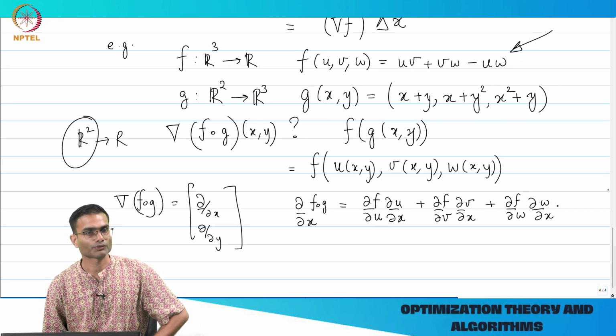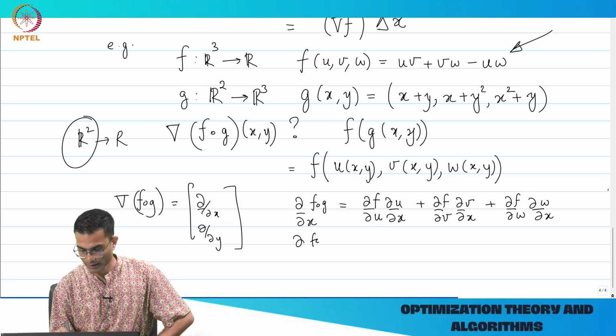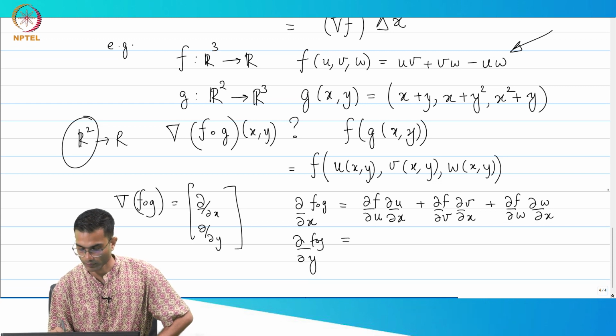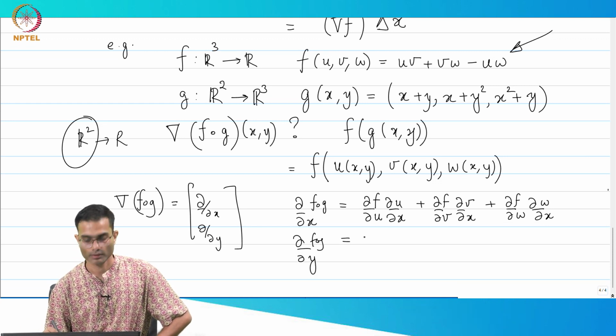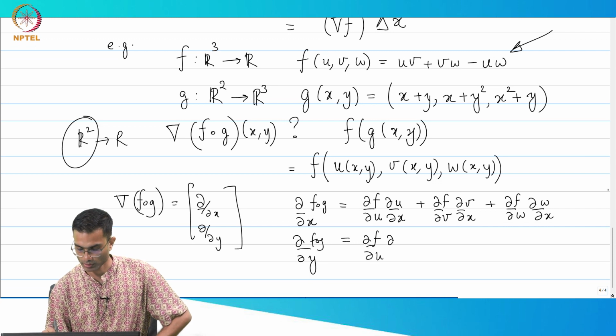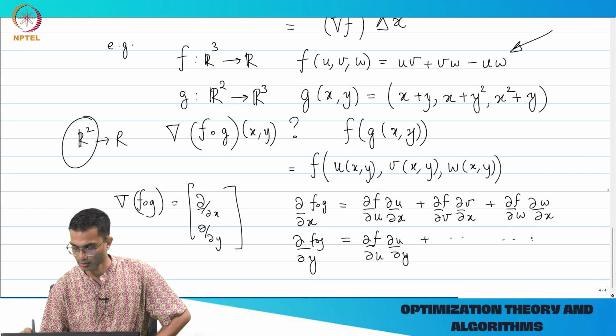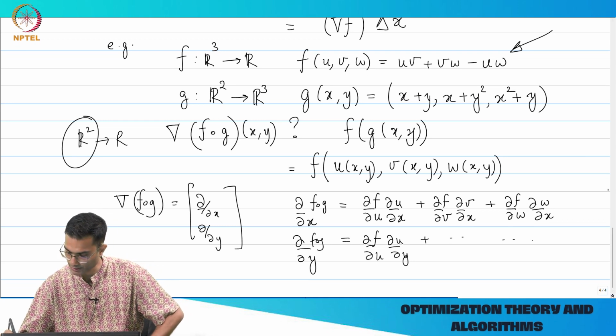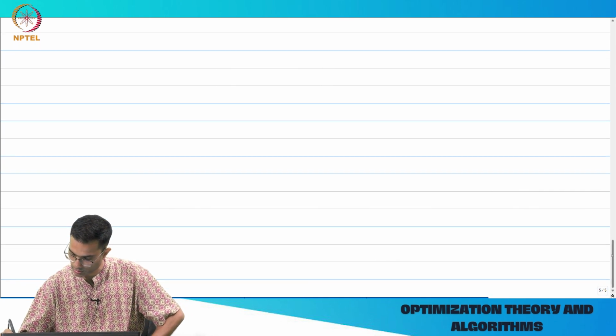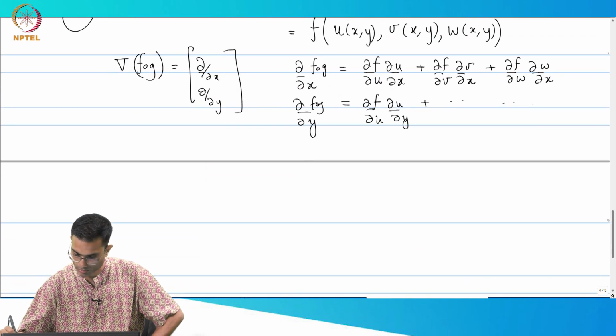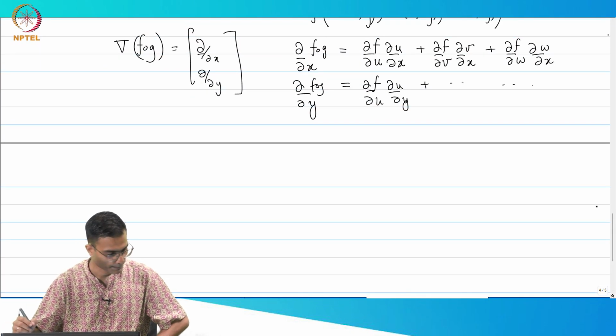Okay. So you're getting the hang of it. The next, if I were to write this for del y, what would it be? Del f by del u times del u by del y, and in the same way you can write the rest.